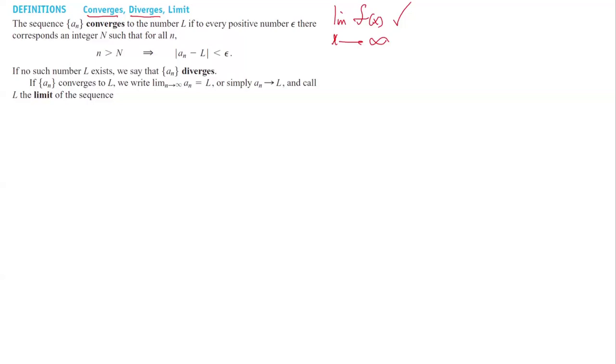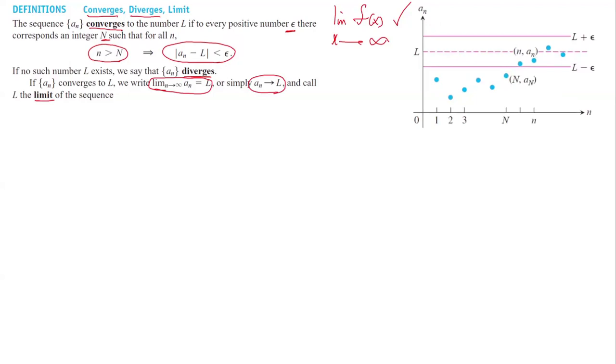The sequence a sub n converges to number L if for every positive number like epsilon, we can find an integer like N such that at some value, the y values are getting closer and closer to a fixed number like L. If you don't have that L, then you say that the sequence diverges. We simply say that the limit of a sub n as n goes to infinity is equal to L, or a sub n approaches L, and call L the limit of the sequence.